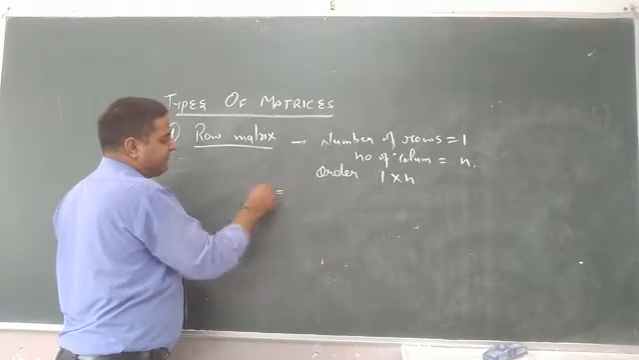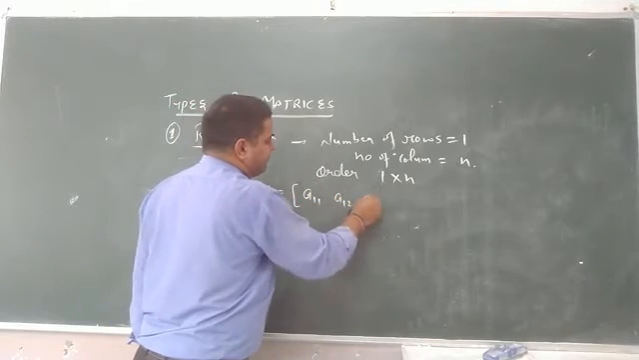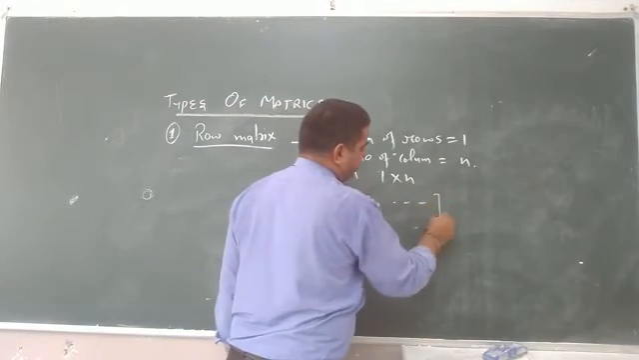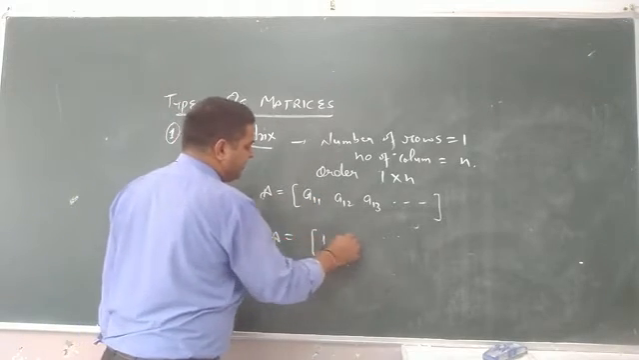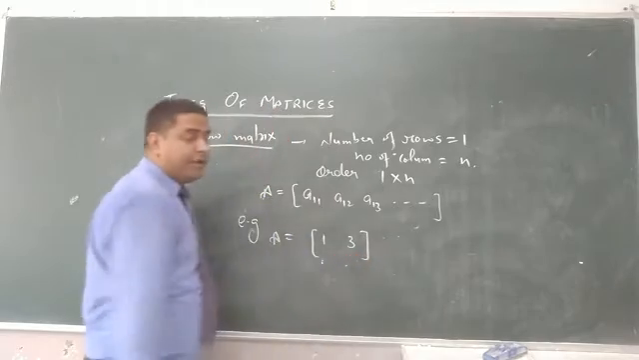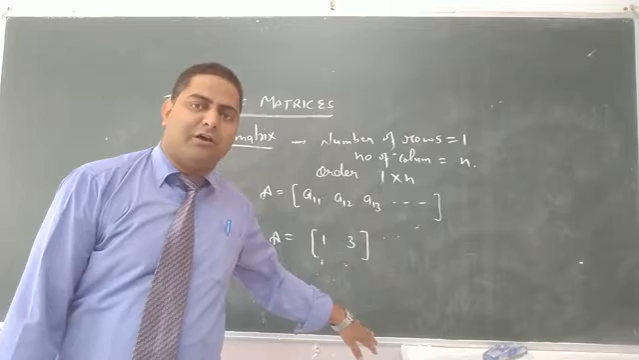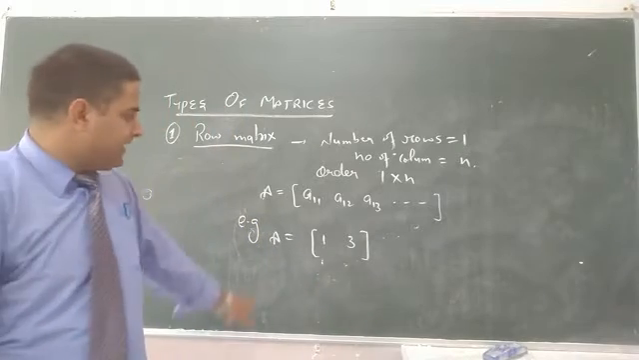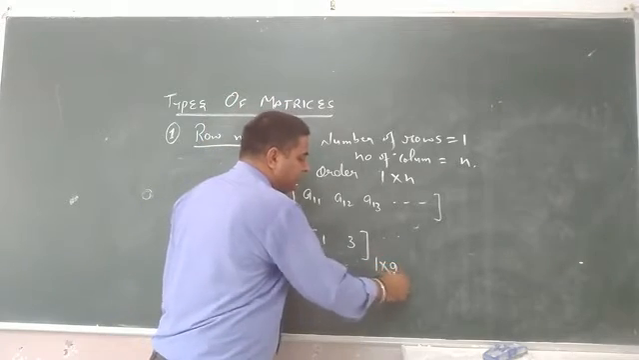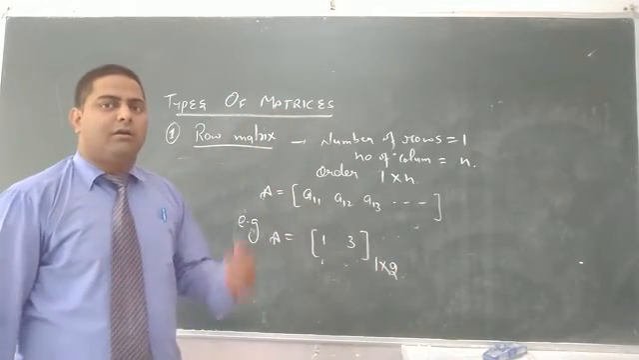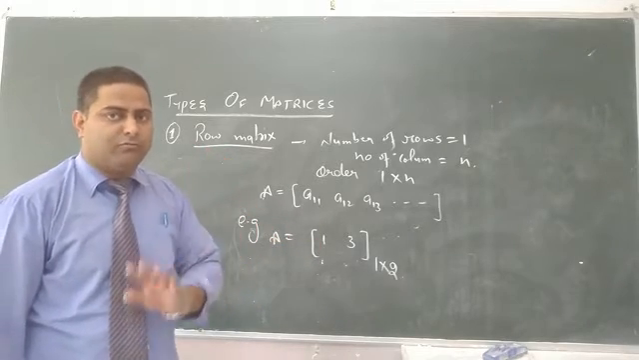Let us take an example. Or you can say a matrix is A11, A12, A13 and so on. For example, if we take a matrix A as 1, 3, we say it is a row matrix. Why is it a row matrix? Because it has only one row, but it has two columns. So what is the order? The order is 1 into 2. So a row matrix is that matrix which has only one row.